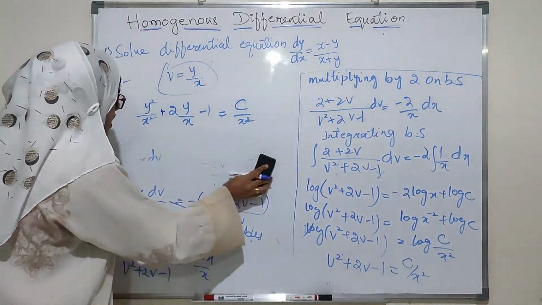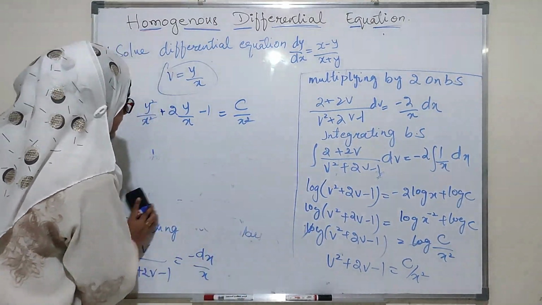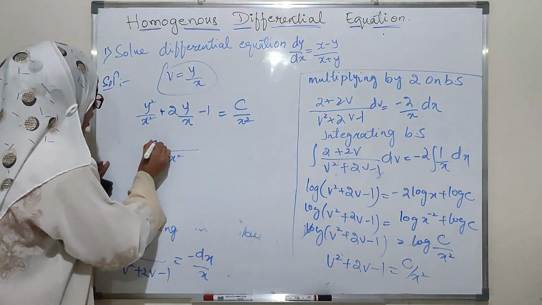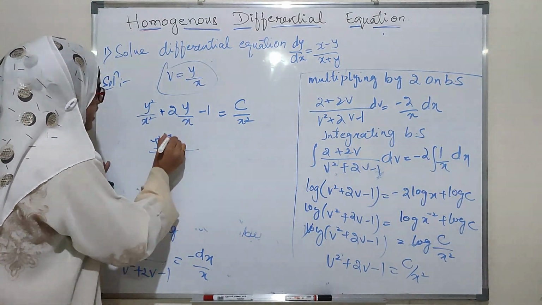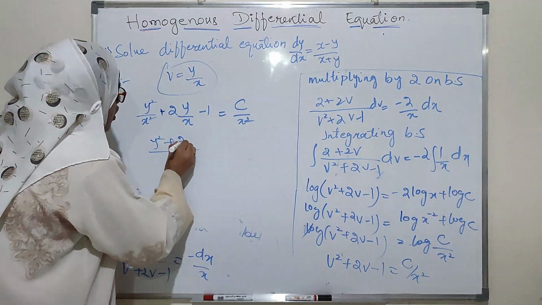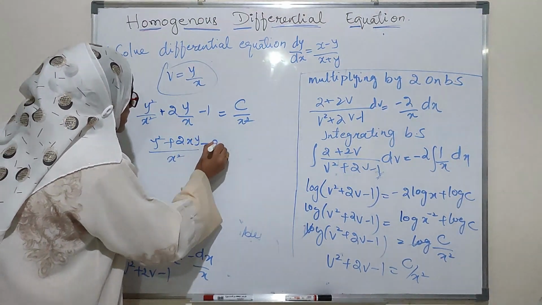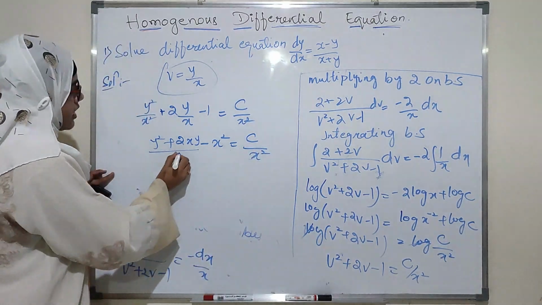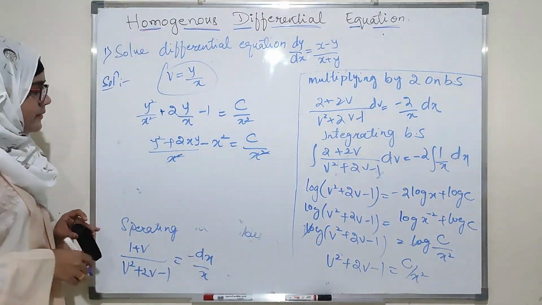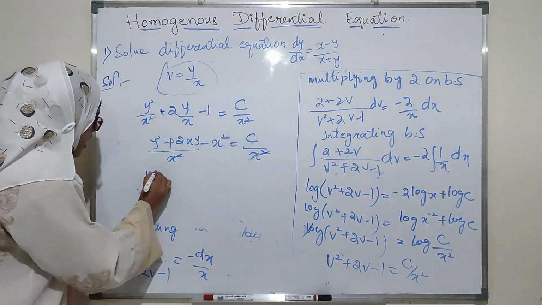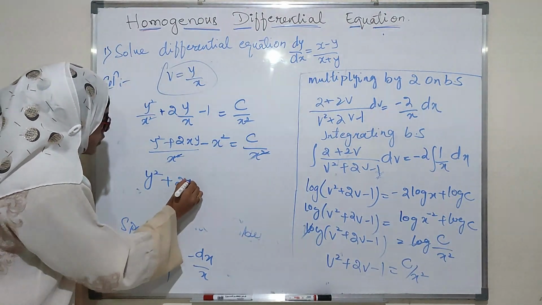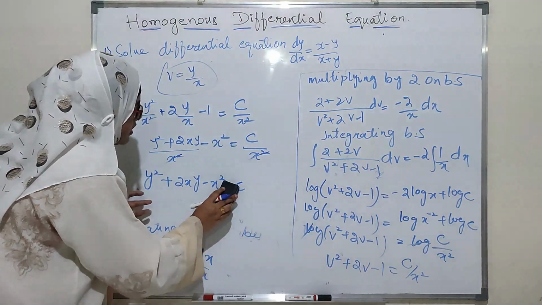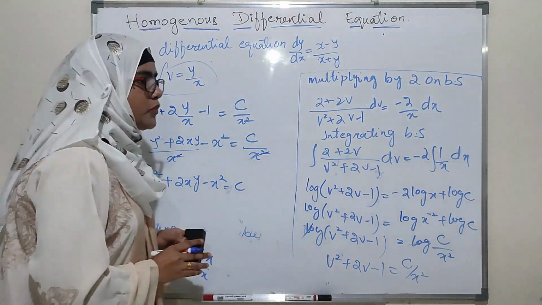Now we can take x square as LCM here. LCM is x square. What is remaining? y square, plus here x's get cancelled, 1 x is remaining, 2xy minus x square is equal to c by x square. This x square gets cancelled. So here we will get y square plus 2xy minus x square is equal to c, which is the required answer.